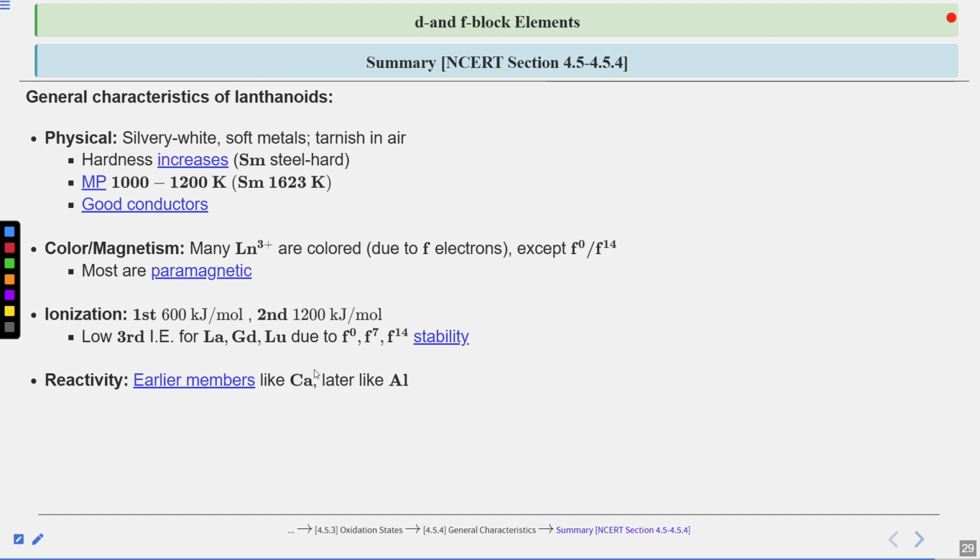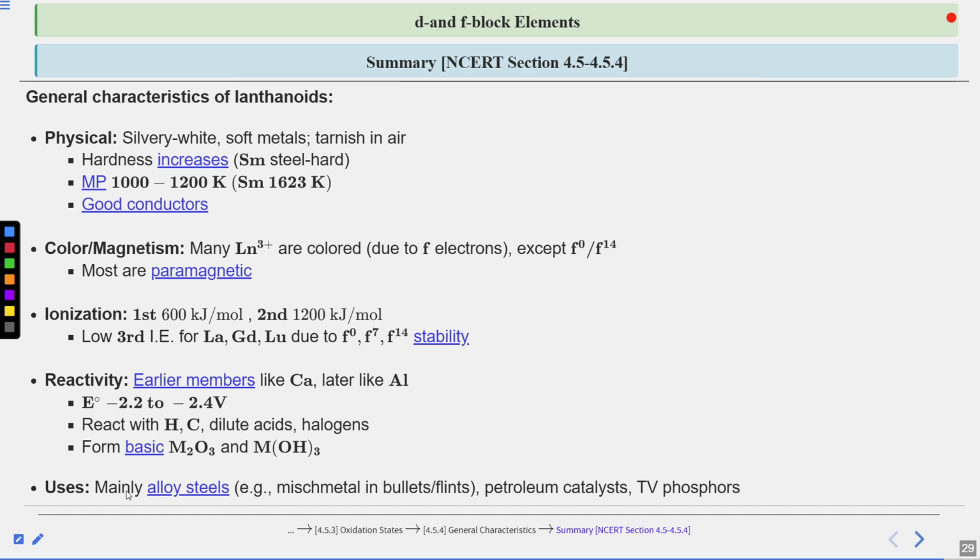Reactivity: if you talk about earlier members like calcium and later ones like aluminium, the earlier members will react like calcium, and the later members will react like aluminium. And the E0 standard potential value ranges between -2.2 to -2.4 volt, and they react with hydrogen, carbon, dilute acids and halogens to form halides and to liberate hydrogen in the case of dilute acids, and they form hydrides and carbides also. They form basic M2O3 and M(OH)3 oxides and hydroxides.